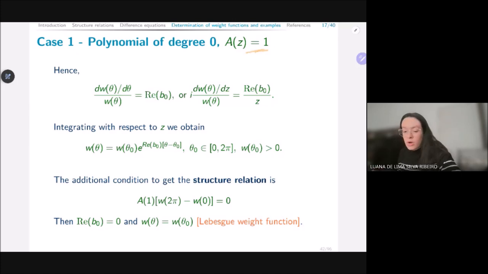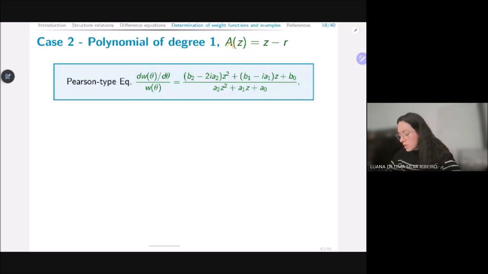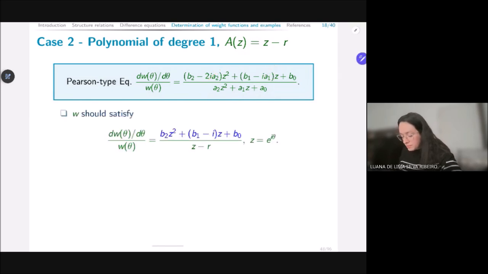Now let's take a look at what happens when we take a polynomial of degree 1. So let's consider the monic polynomial written in this form. Using the Pearson-type equation, here A2 is equal to 0, A1 is equal to 1, A0 equal to R, and here 0, here 1, we obtain that the wave function W must satisfy this. So again, we are looking for a positive wave function, so this part here must be real.